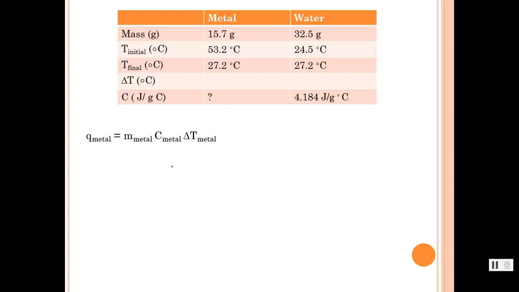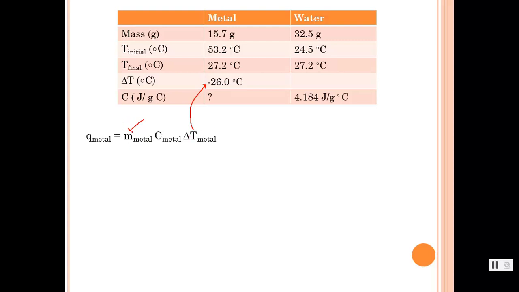To find the specific heat of the metal, well, I know the mass of the metal. I was given that. I can find my delta T of the metal, and in this case that delta T is going to be negative. Why? Because it's always final minus initial. And it makes sense that my change in temperature is negative because the metal lost heat, right? It went from being hot to being cool because it contacted the cool water. That's why delta T is negative.